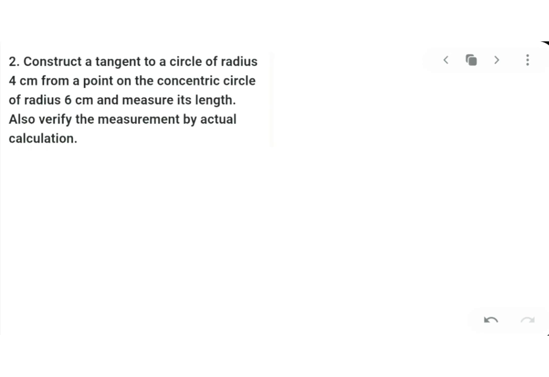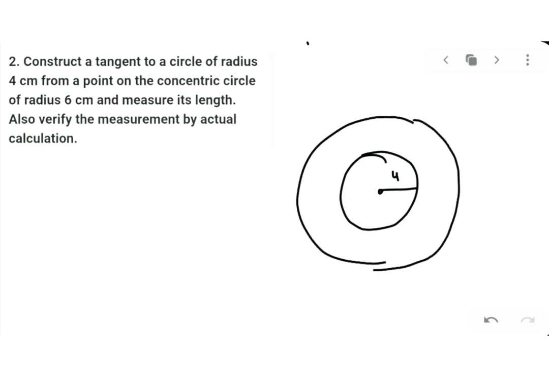Okay, let's do the next. Construct a tangent to a circle with radius 4 centimeter from a point on the concentric circle of radius 6 centimeter and measure its length. So we have two circles with the same center. First I will draw a circle of 4 centimeter. So this is my circle of 4 centimeter radius. And again, taking O as a center, I will draw one more circle of radius 6 centimeter. So same center I will use. This is O. So one was 4, one was 6.